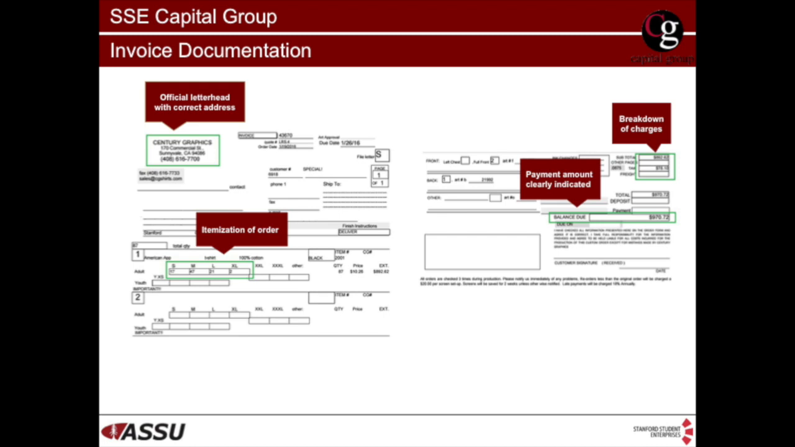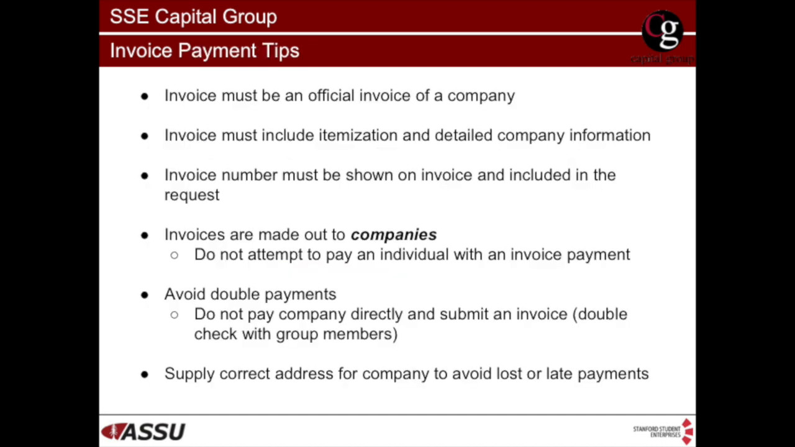The invoice should include the name of the company with the correct contact information, itemization of the order with a breakdown of the charges, and the total payment. Keep in mind to not personally pay the company when submitting an invoice, because an invoice is intended for us to pay the company directly. Also, invoices are made out to companies, not individuals.